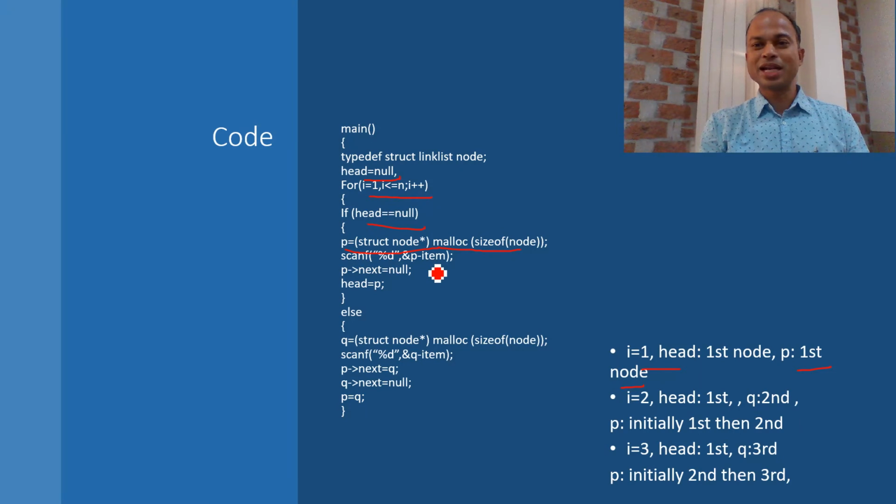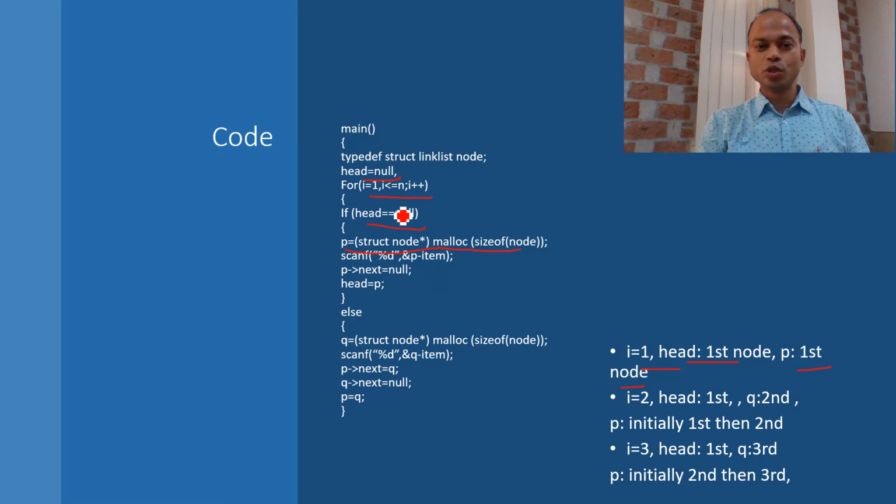After it we give the value of the item part, and now we set the next part of the first node equals to null, and head equals to p. Using head equals to p, head is also pointing to the first node. So when i equals 1, head is pointing to the first node, and p is also pointing to the first node.